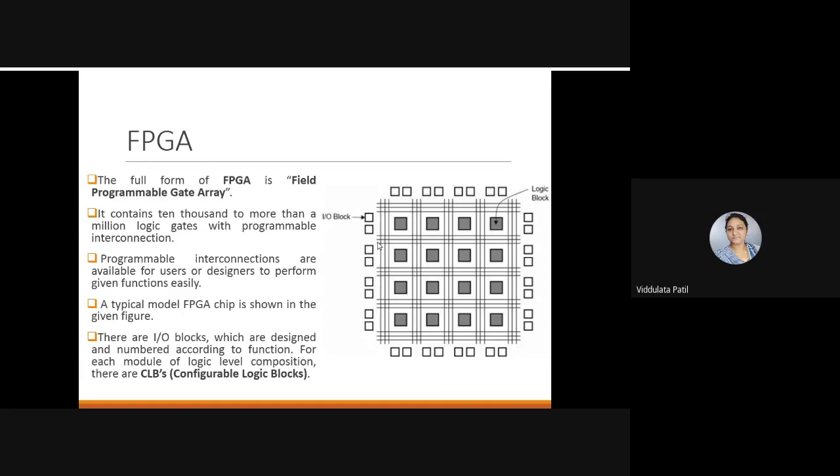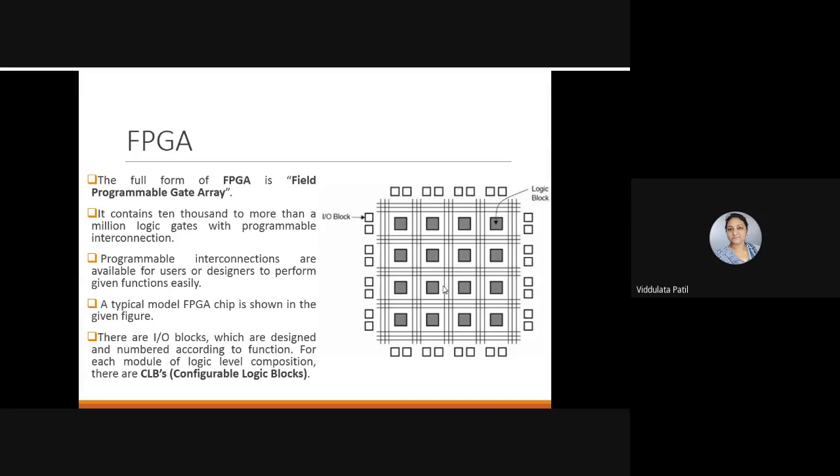Okay, so it has more than 10,000 or even more than a million gates available in a field programmable gate array, the FPGA, which are available with a programmable interconnection. So here there are different logic blocks available in this FPGA, and you can program all these blocks and design any circuitry. Programmable interconnections are available for users or designers to perform given functions easily.